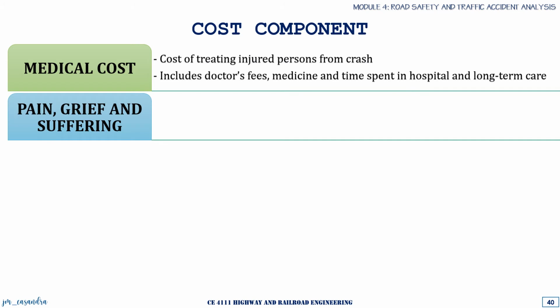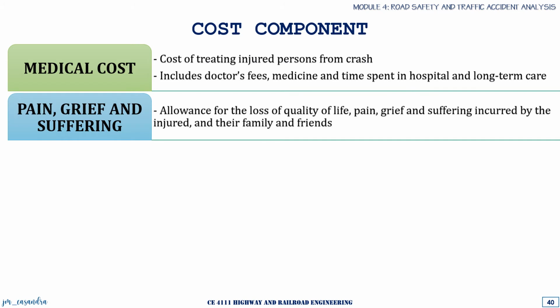Next, we have the pain, grief, and suffering, which is an allowance for the loss of quality of life, pain, grief, and suffering that is incurred by the injured person himself and their families and friends. And since pain cannot be assessed in terms of money, this one is taken as true intangibles. Therefore, there is an assumed lump sum or proportion to the accident cost to account for the emotional loss.